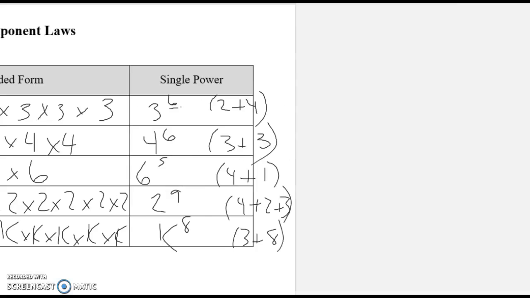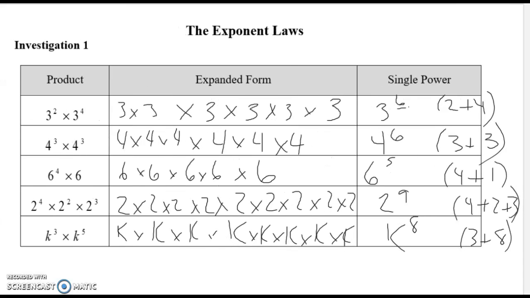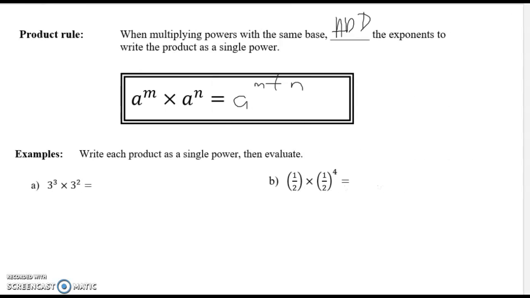And we noticed that over here. When we had the same base, 3 squared times 3 to the 4, if you just add 2 plus 4, we got 6, instead of expanding it all out. When we had 6 to the 4 and 6 to the 1, 4 plus 1 gives you 5 instead of adding them all up.